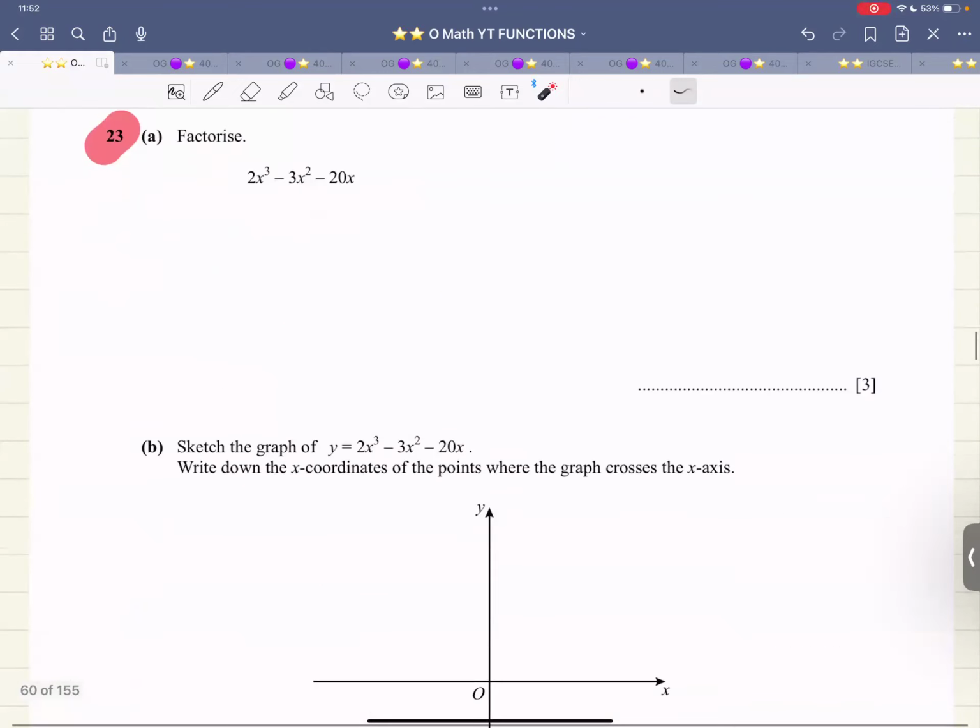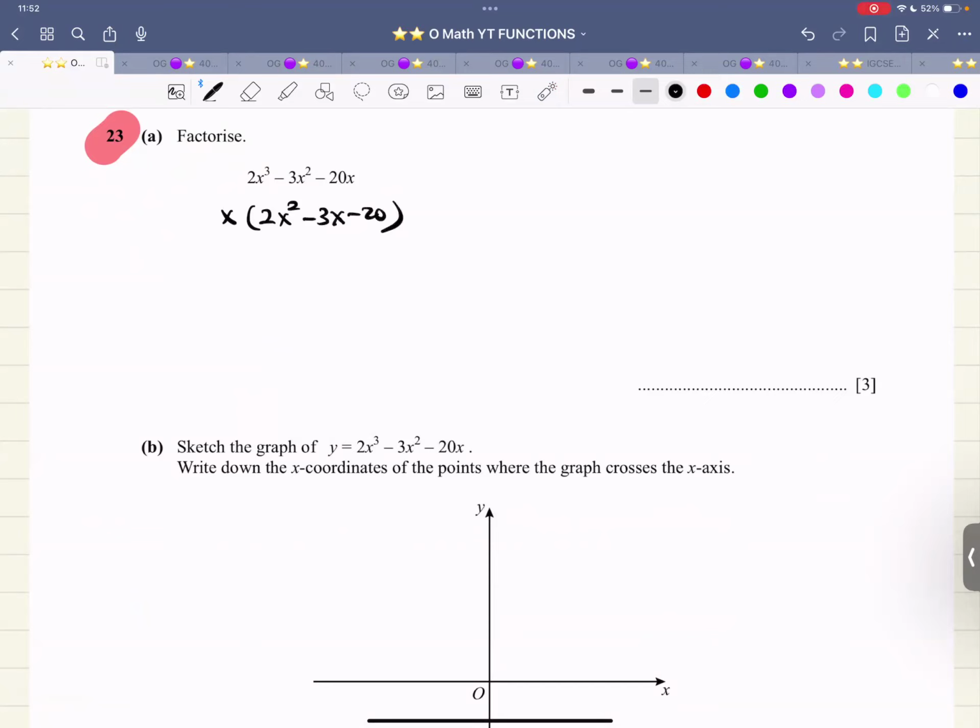Factorize, the opposite of expansion. So take x common, and what do we have? 2x squared minus 3x minus 20. Carry out middle term factorization on the side. 2x squared minus 3x minus 20. That is 2x squared. 2 into 20 is 40. 8 and 5. So negative 8x plus 5x minus 20. That is 2x(x minus 4) plus 5(x minus 4).